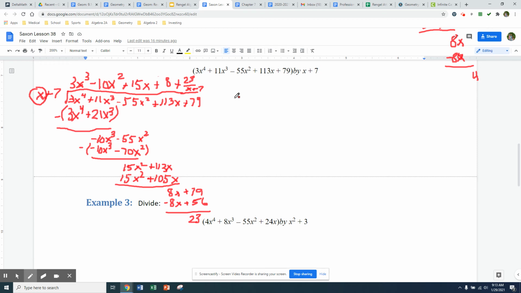So there we have it. We've got our 3x to the third minus 10x squared plus 15x plus 8 plus 23 over x plus 7.